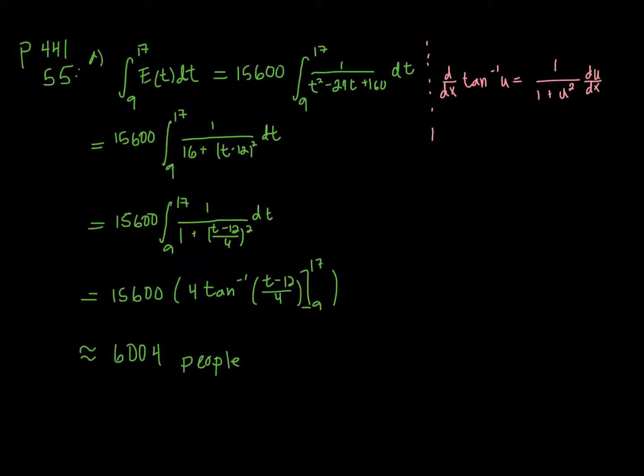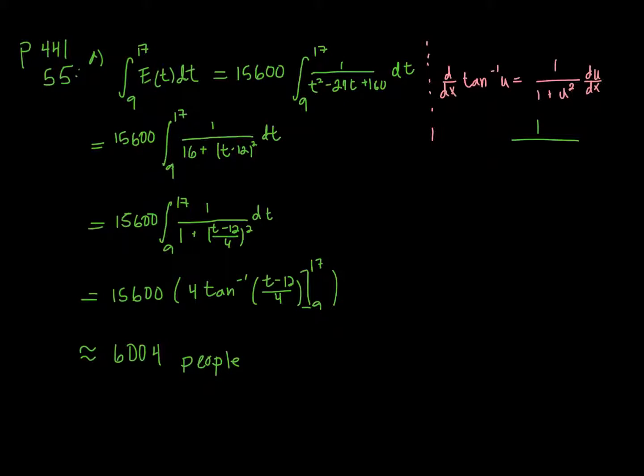But whenever you see a 1 over something and you notice that there might be a way to get something squared out of the denominator, it's worth trying for the inverse tangent, because the derivative of inverse tangent is 1 over 1 plus u squared du dx. So if I can somehow get this function to look like 1 over 1 plus something squared, then I can use inverse tangent. So playing around with the denominator here, let's consider this.